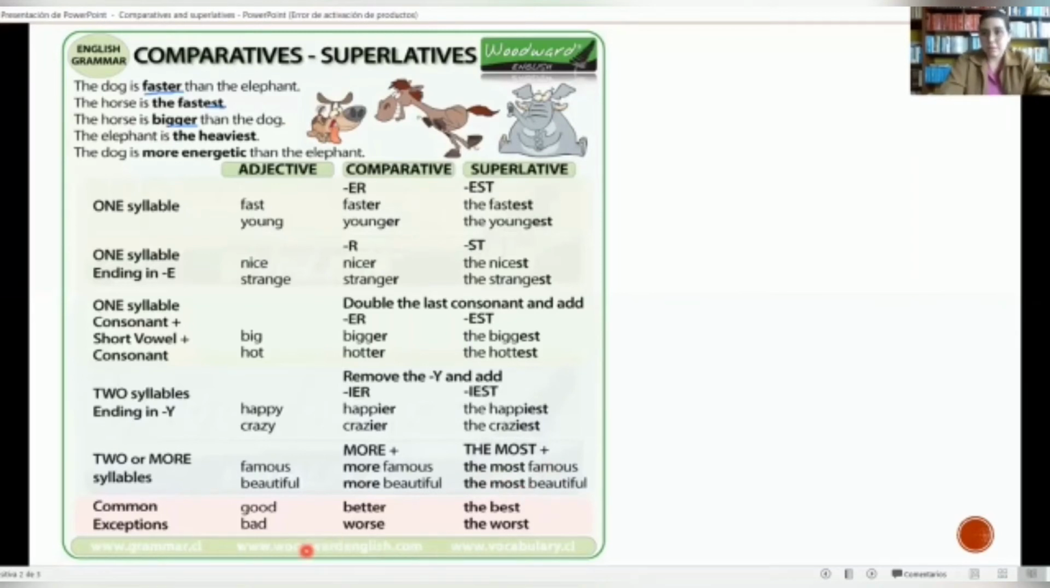The common exceptions are good and bad. You don't say gooder, that doesn't exist. You say better, and when you are using superlative, best. And for bad, badder doesn't exist. You use worse, or the worst in the case of the superlative, okay?